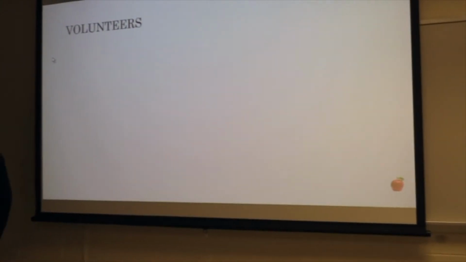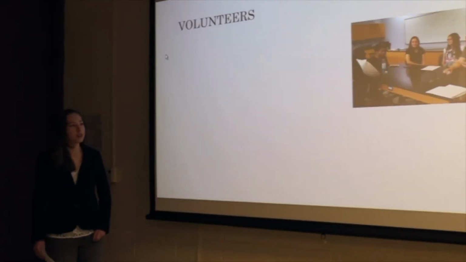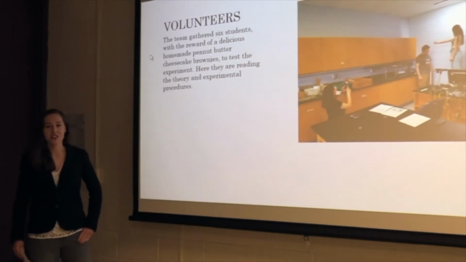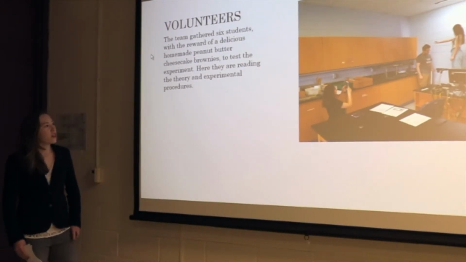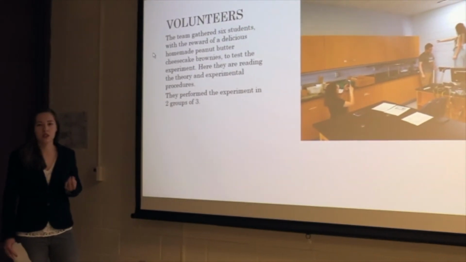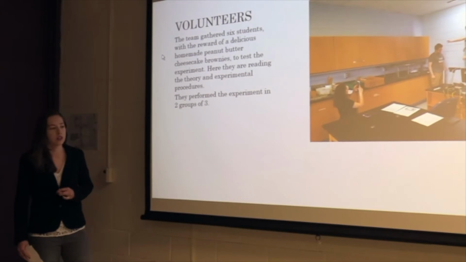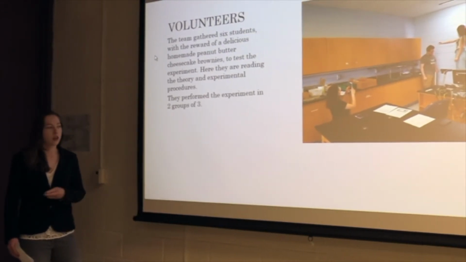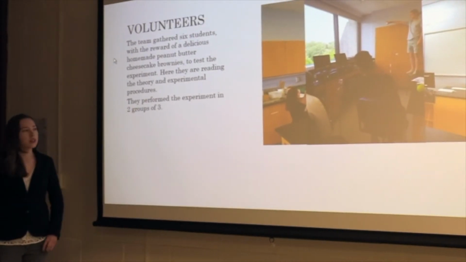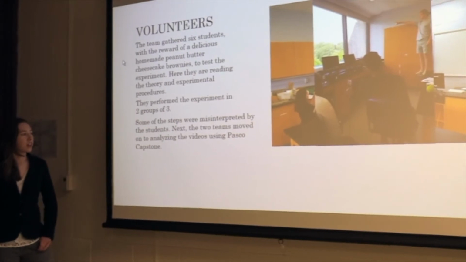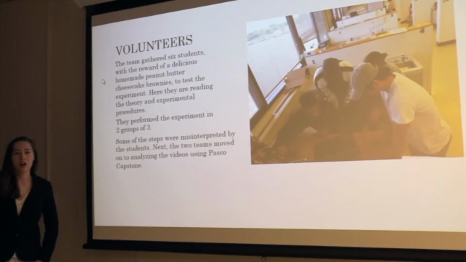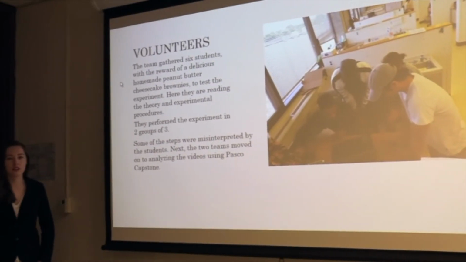Volunteers. The team gathered 6 volunteers to test our experiment. With the use of brownies as motivation and as a reward, they are reading our procedures. We need to see if our procedures are clear. If there's any misunderstanding or confusion, we then later edited it to make it clear. They formed 2 groups of 3. In this image, they're using Pasco Capstone software that's already downloaded on our computers to analyze the g-value.